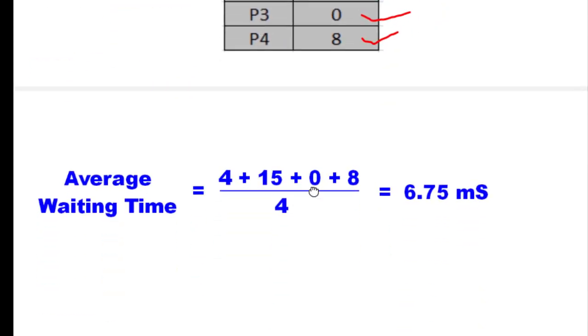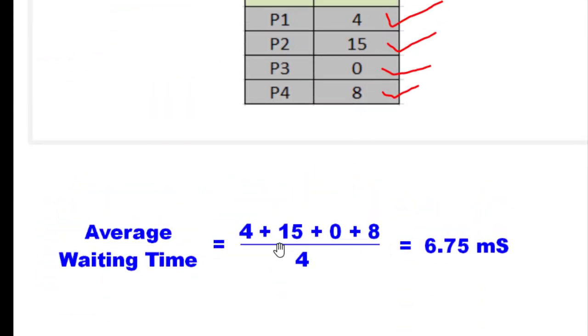Now for the average waiting time, we add all these 4 numbers, 4 plus 15 plus 0 plus 8, divided by 4, and this is what we get, 6.75 milliseconds. So this is how we calculate the average waiting time.